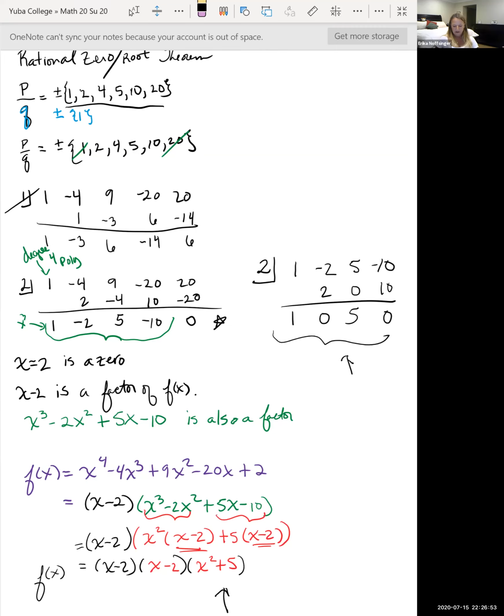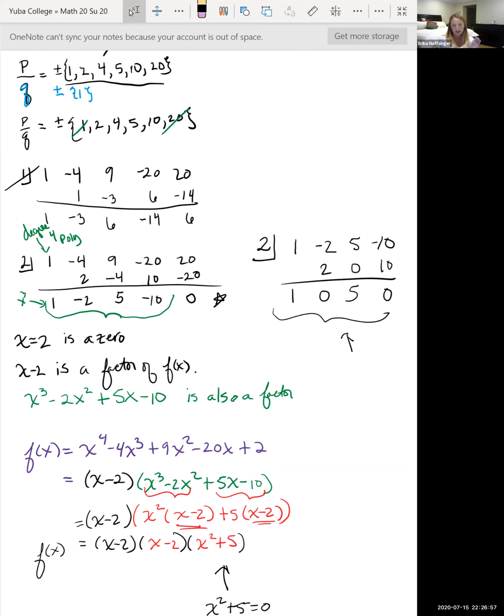The lower bound theorem has to do with negative zeros. When you're plugging in negative values for your c, you look at your bottom row. If it's alternating in signs, then that's the lowest number that it could be. It doesn't work for positive numbers. So for instance, this right here is alternating in signs on the bottom row when we used two the first time: one, negative two, five, negative 10, zero.